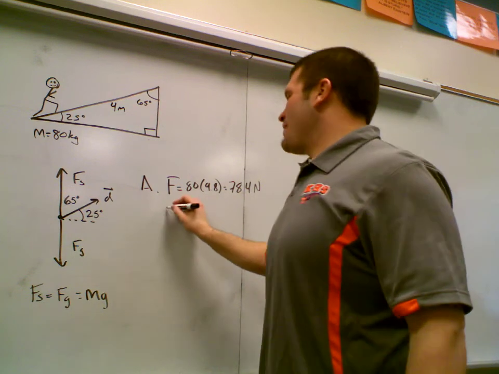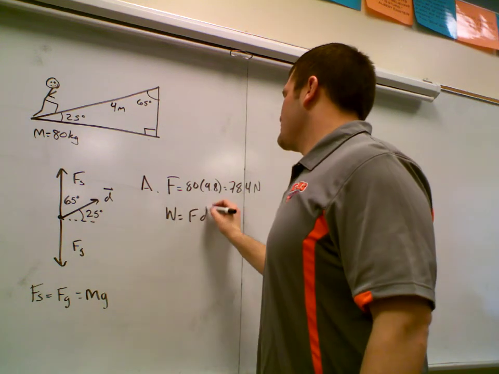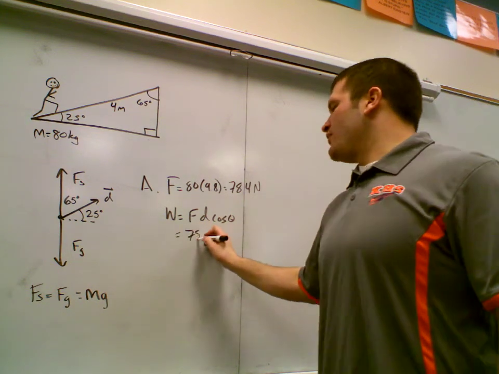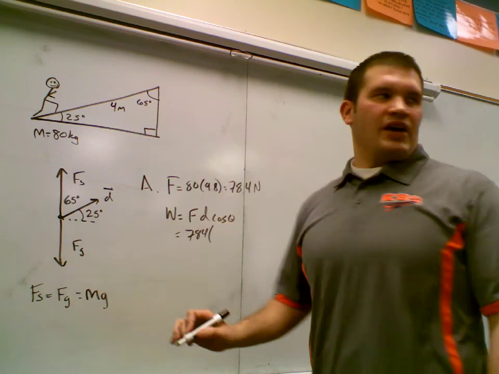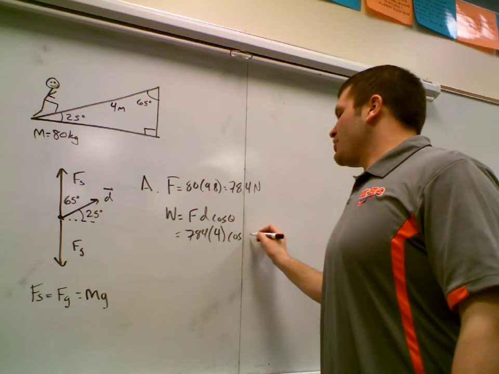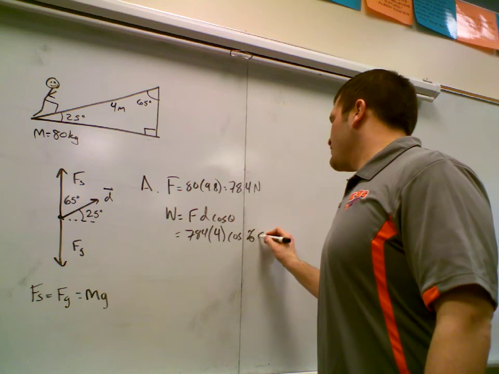Work equals force times displacement times the cosine theta. Right? So we have 784 times 4 times the cosine of 65.